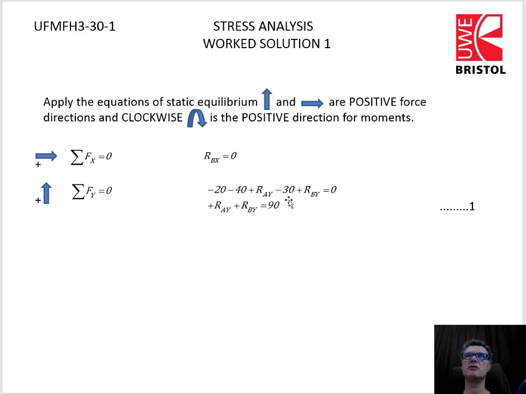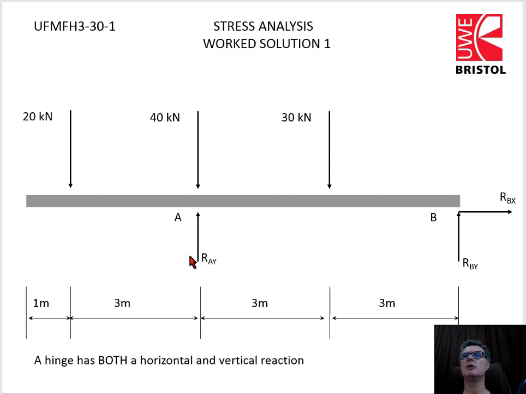So when I come to sum my list, I've now got minus 20, minus 40, the reaction RAY going upwards, minus 30 going downwards, and reaction RBY going upwards, and that all equals 0. Notice you put everything on the left hand side. Our general convention with algebra is we have the unknowns on the left hand side, so we'll collect them together, and the knowns we'll put on the right hand side. So 20 plus 40 plus 30 hopefully equals 90.